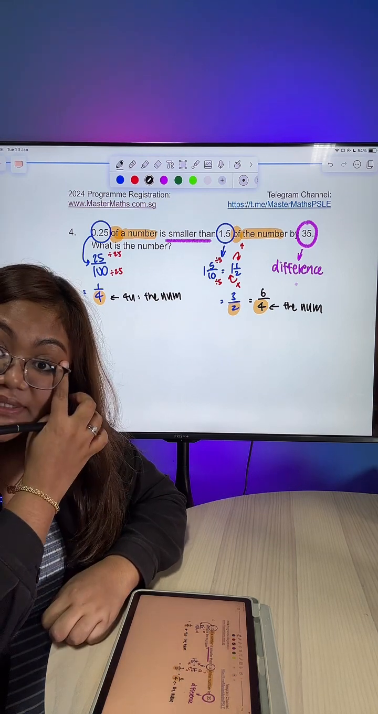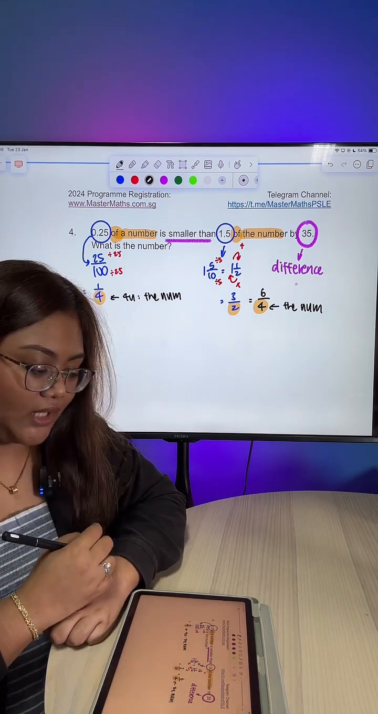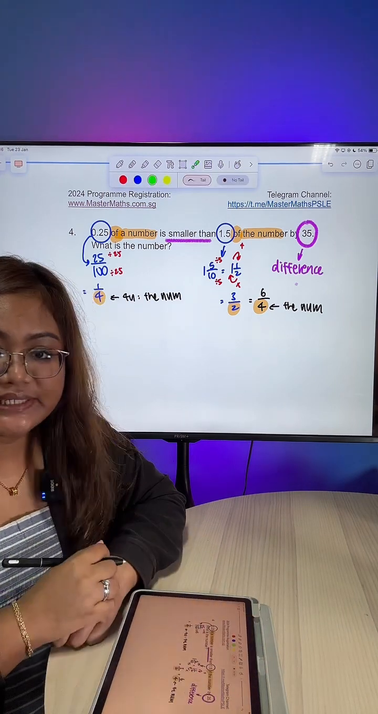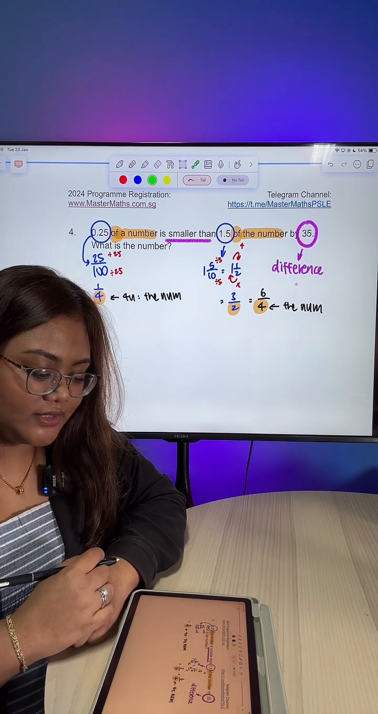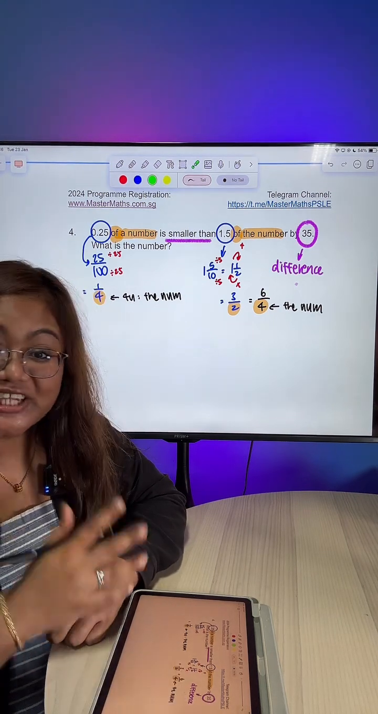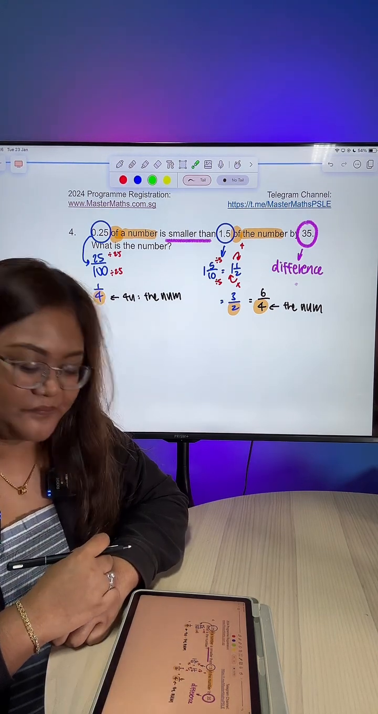Somebody is asking if this is for primary or secondary. It's targeted for primary, but you can also join if you are in secondary school and check if you can solve this as well.